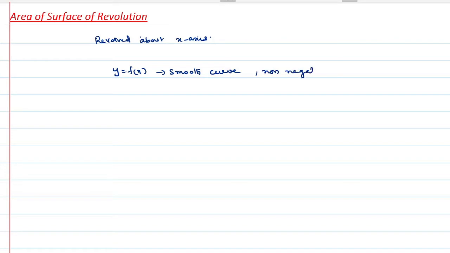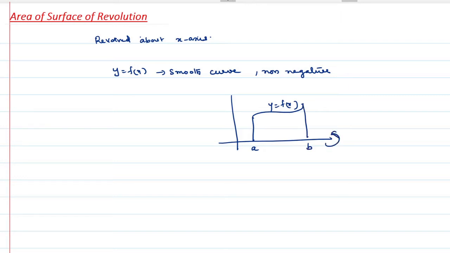If f of x is a smooth curve and non-negative, then consider the surface area of revolution that is generated by revolving the portion of the curve y is equal to f of x between x is equal to a and x is equal to b about the x-axis. That is our problem. We have a curve y is equal to f of x which is smooth and non-negative, and it is revolved about the x-axis between a and b. Then we get a solid, and the surface of the solid has an area. And what is the area of that surface?